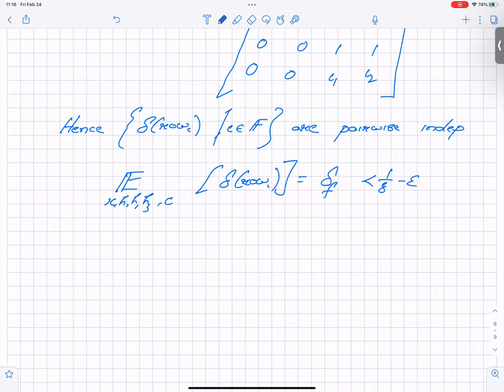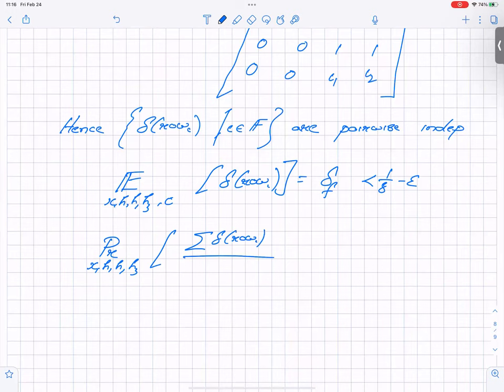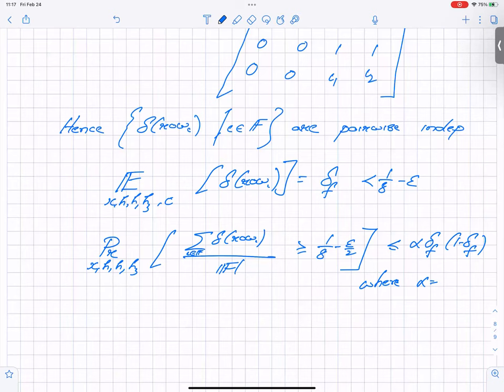Now I'm asking, what is the probability, when I pick an x, h1, h2, h3, that the summation of delta rho I over the size of f, with I in f, crosses 1 by 8 minus epsilon by 2. So I'm telling a random process of picking a bunch of I's, f different I's, and these are pairwise independent. Hence, this will be at most delta times pairs times 4 over epsilon square. The deviation is epsilon by 2, and the number of pairs is what matters. So this is exactly Chebyshev.